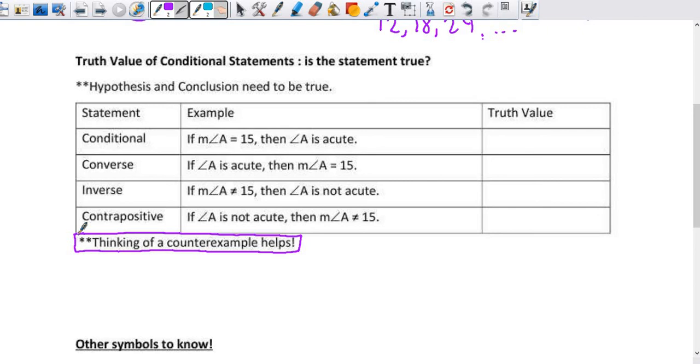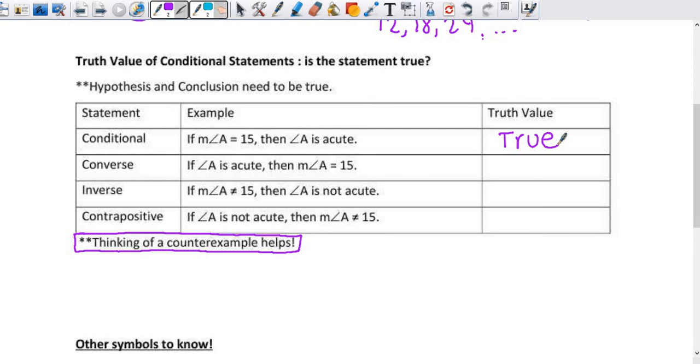So let's start. Conditional: if the measure of angle A is 15, then angle A is acute. Well, if angle A is 15 degrees, that's less than 90 degrees, so that's acute, so that's true. The other options would be a right angle or an obtuse angle, and 15 degrees does not fall into those categories.